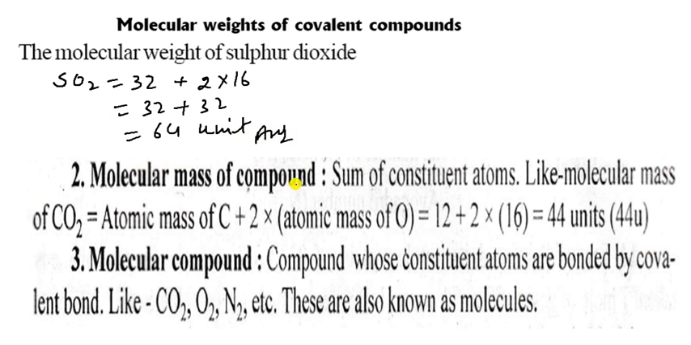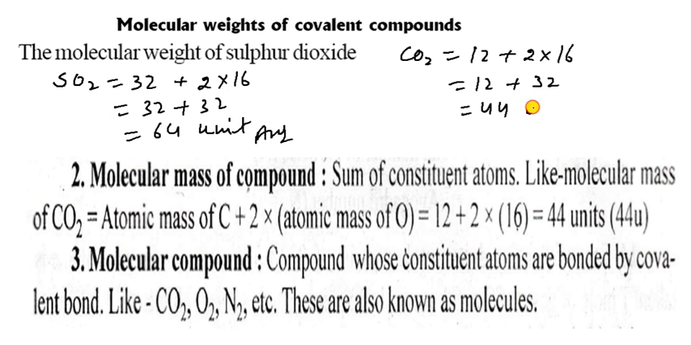Now molecular mass of a compound is the sum of constituent atoms, that is sulfur and oxygen. Like molecular mass of carbon dioxide, CO2: carbon is 12 and oxygen is 2 and here is 16. So that means it is 12 plus 32, so it becomes 44. You can see here, of carbon dioxide, atomic mass of carbon plus 2 into atomic mass of oxygen equals 12 plus 2 into 16, and that becomes 44 units.